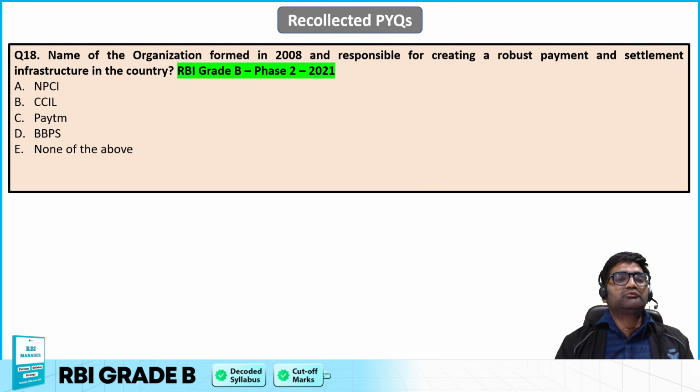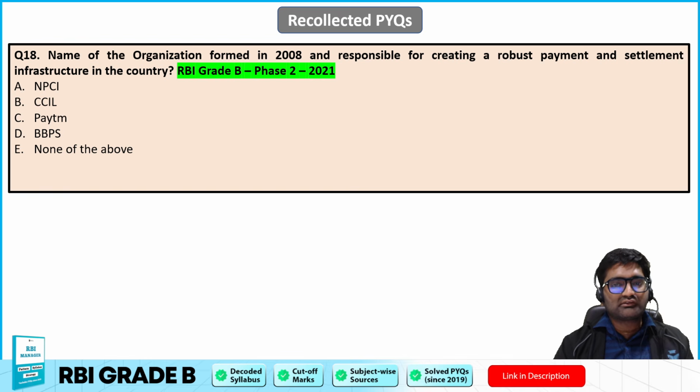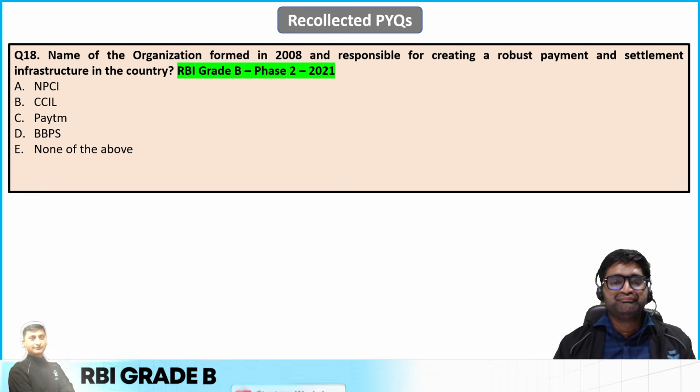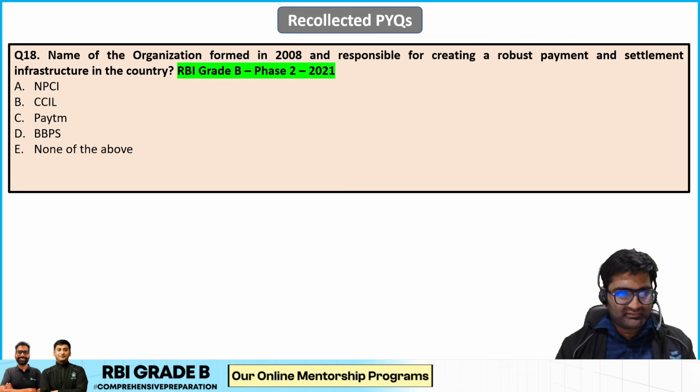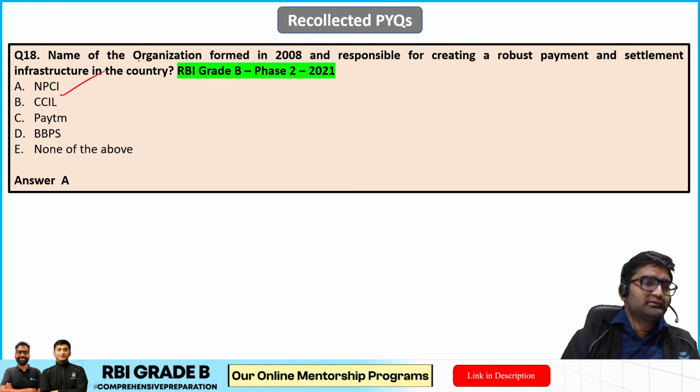Moving to the next question. Name of the organization formed in 2008 and responsible for creating a robust payment and settlement infrastructure in the country. This is a 2021 Phase 2 question. Which organization has actually established this? Pause the video and answer. Yes, absolutely. If you have answered A, NPCI, that is absolutely the right answer.